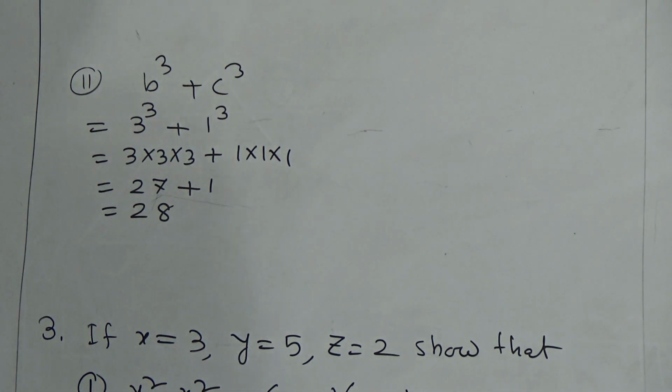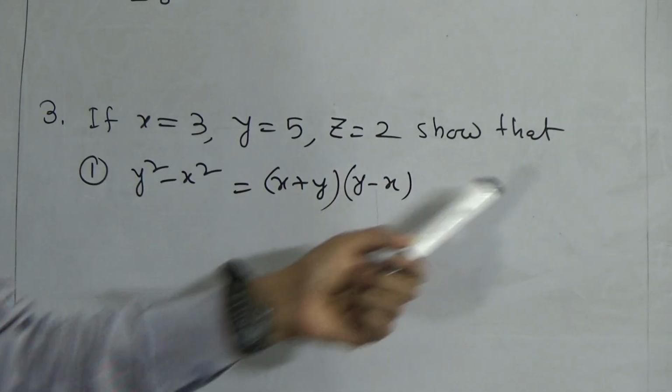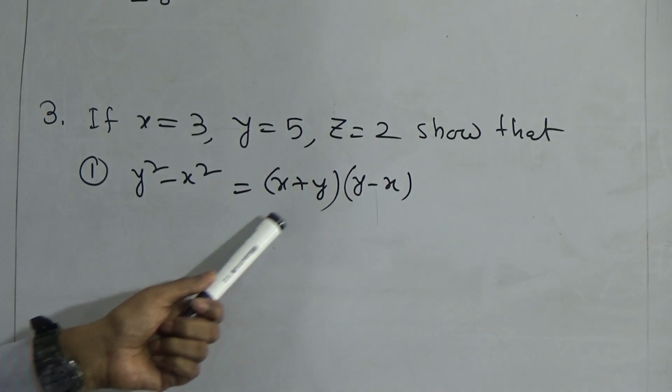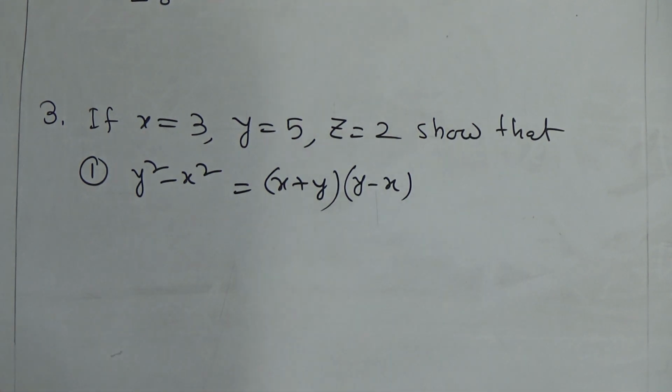Now I will solve question number 3. If x equal to 3, y equal to 5, z equal to 2, show that y square minus x square equals x plus y into y minus x. Right.